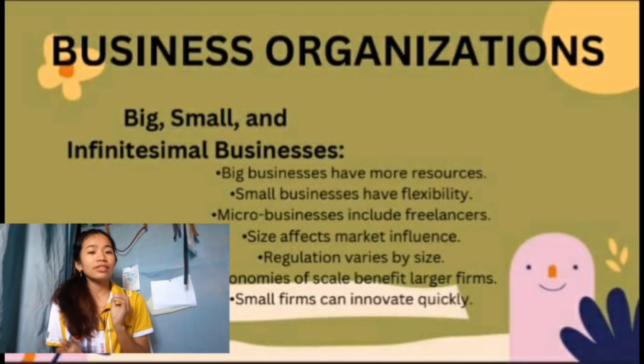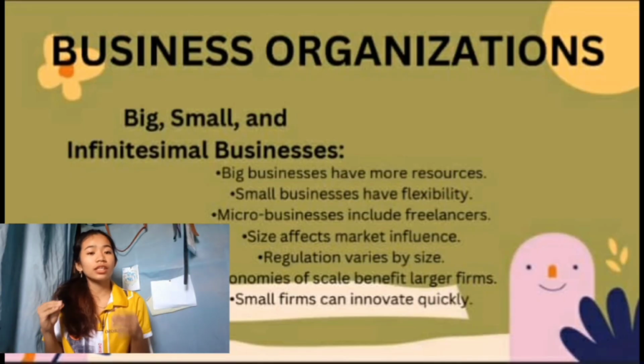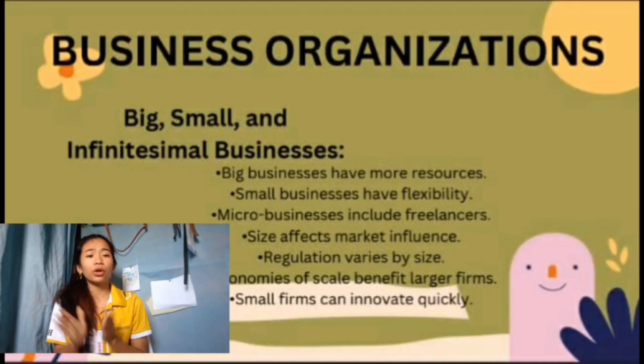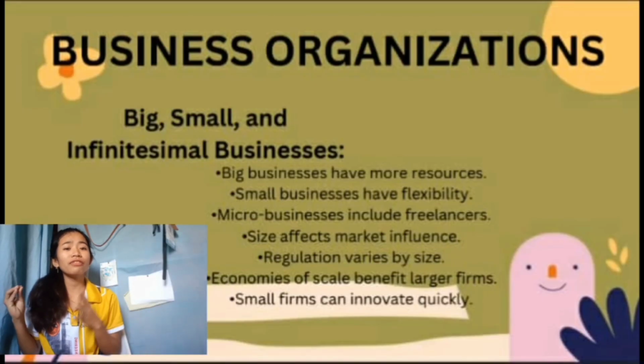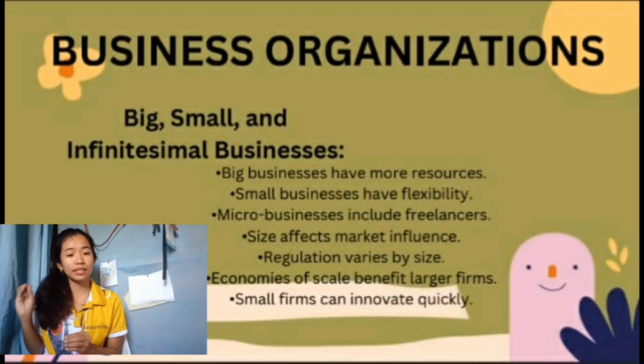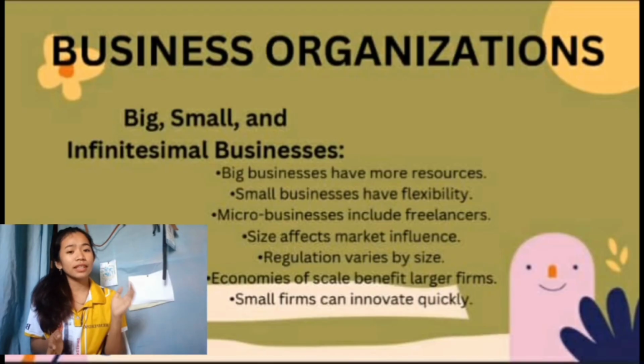Next is that size affects market influence. Means we can see that big companies can influence prices and trends in the market, while small ones usually follow them. Like for example, Apple. Apple creates trends in smartphones. Smaller brands just follow. Regulation varies by size. This means government rules and taxes are different for small and big businesses or companies. Like for example, a sari-sari store pays less tax than a big supermarket.